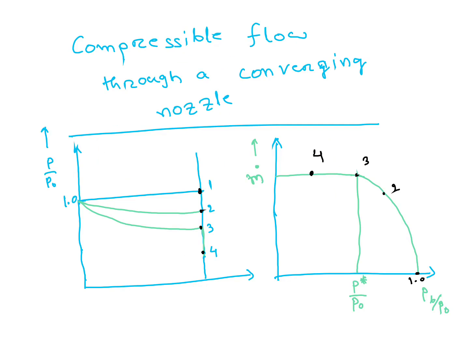Compressible flow through a converging nozzle. Here pressure at exit equals back pressure. This will decrease and this side it will decrease. Here pressure at exit is greater than back pressure PB. At point 3, Me equals 1. And the second graph is mass flow rate versus pressure ratio. After point 3, the mass flow rate will not increase, it will be constant. At P star by P0, mass flow rate is maximum. So at point 3, if you reduce that ratio also, mass flow rate will remain constant.